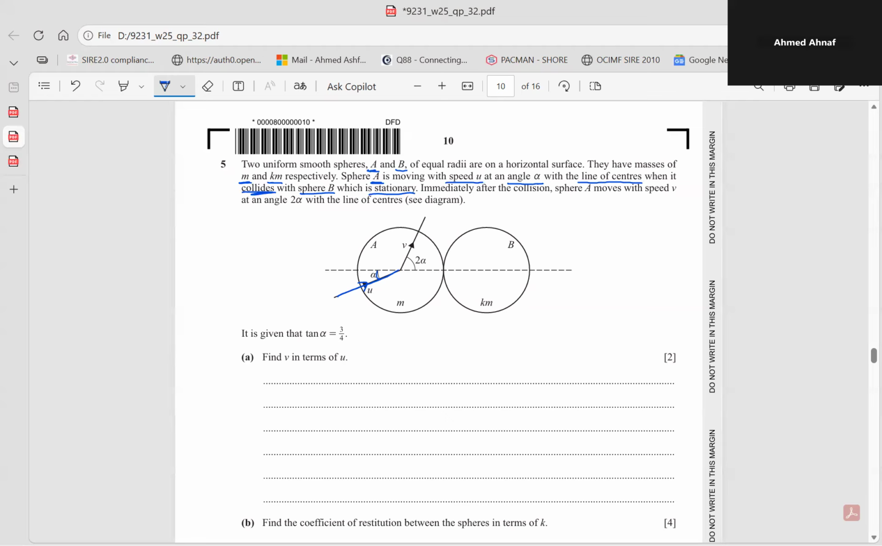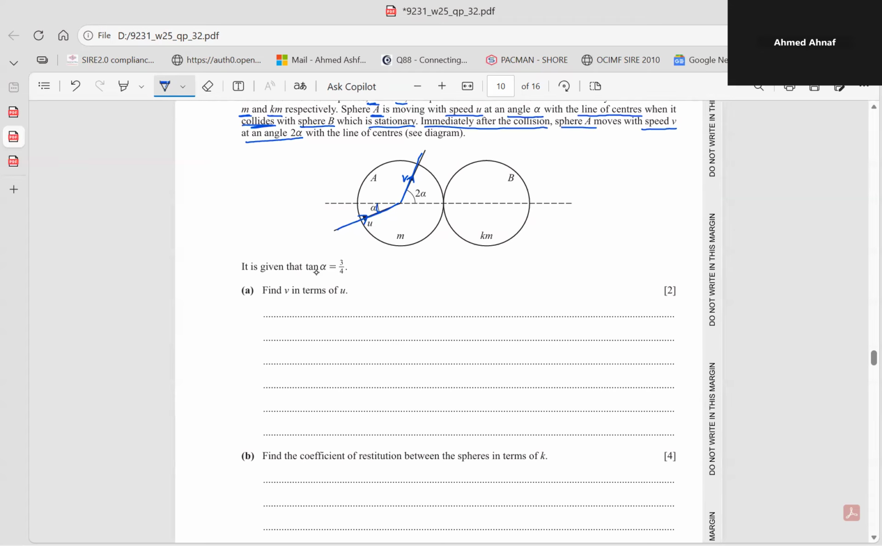Immediately after the collision, sphere A moves with speed v at an angle 2 alpha with the line of centers. So this speed you see here, v, is the speed after the collision. We're also told that tangent alpha is 3 over 4. For the first part, we're told to find v in terms of u.